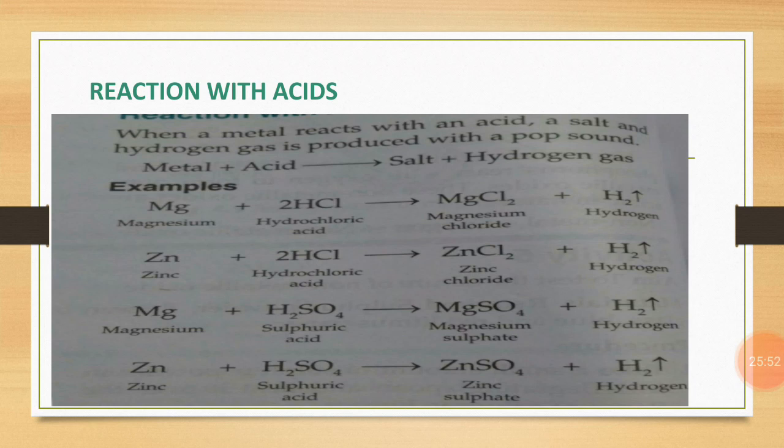Next example is when zinc reacts with hydrochloric acid, there is formation of zinc chloride plus hydrogen gas. Next, when magnesium reacts with sulfuric acid, the formula of sulfuric acid is H2SO4, there is a formation of magnesium sulfate, MgSO4, plus hydrogen gas. When zinc reacts with sulfuric acid, there is formation of zinc sulfate plus hydrogen gas. So whenever the metal reacts with acid, there is formation of their salt plus hydrogen gas.